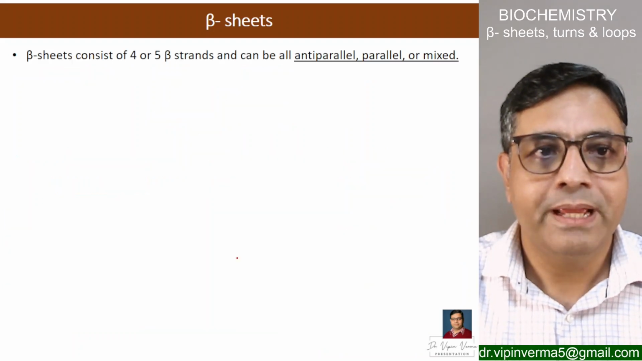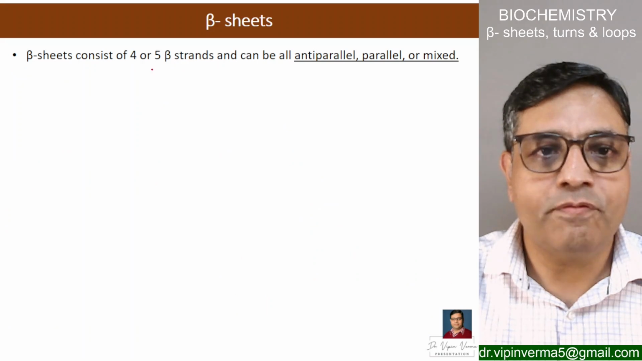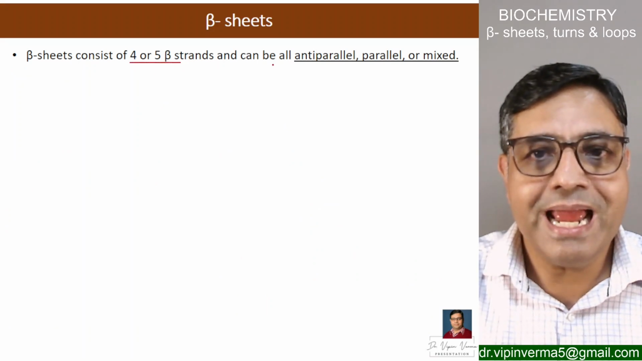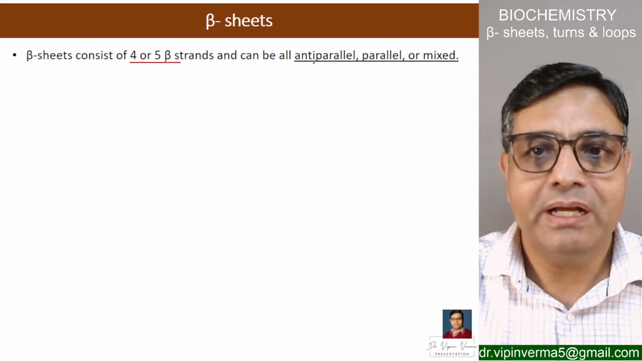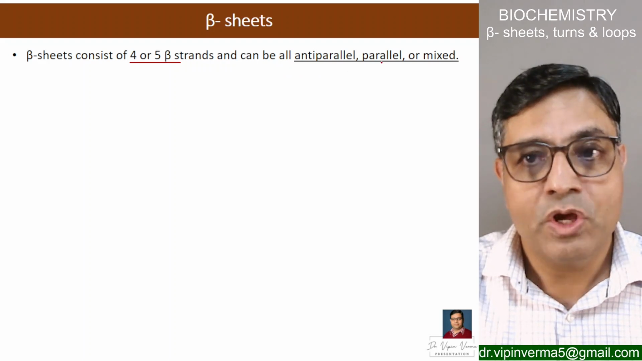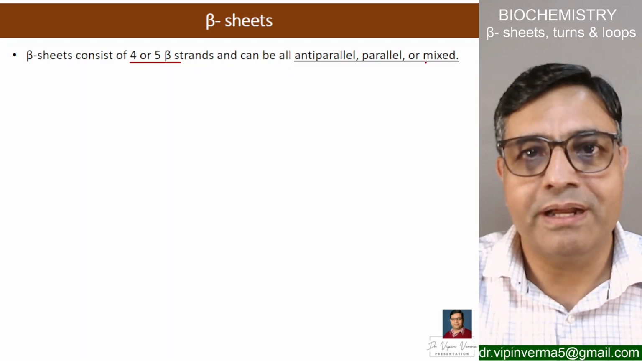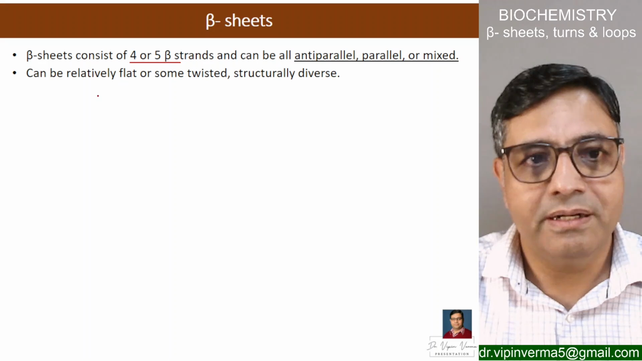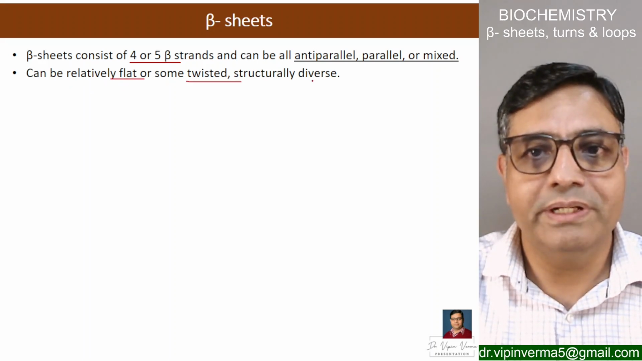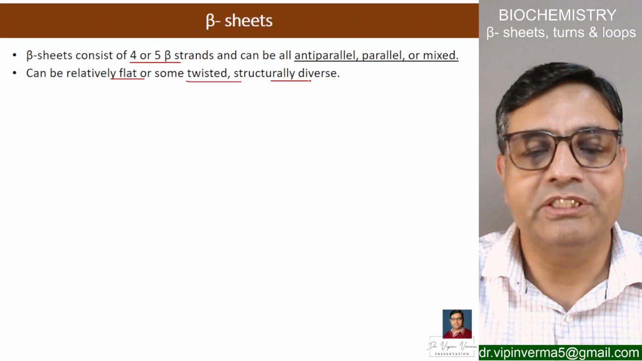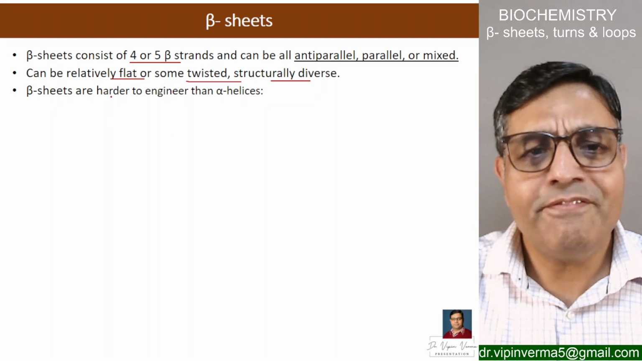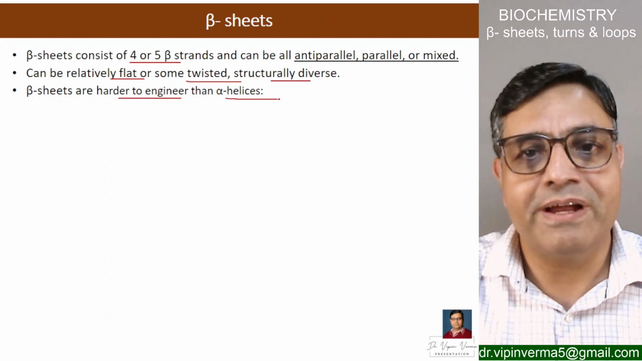Okay. Now a beta sheet consists of around 4 to 5 beta strands, right? And it can be either all anti-parallel, or all parallel, or it can be mixed. Some are anti-parallel, some are parallel. And it can be relatively flat or somewhat twisted. So there is a diverse structure in the beta sheets. They are much harder to engineer than alpha helices.